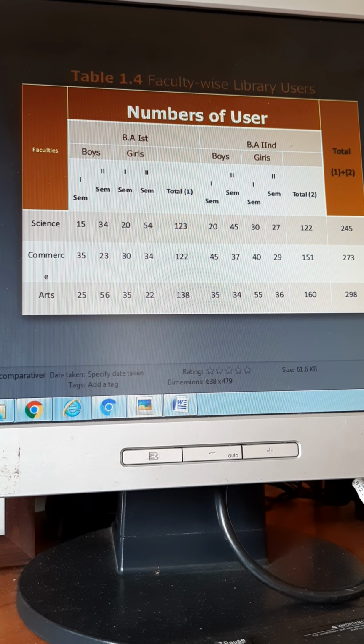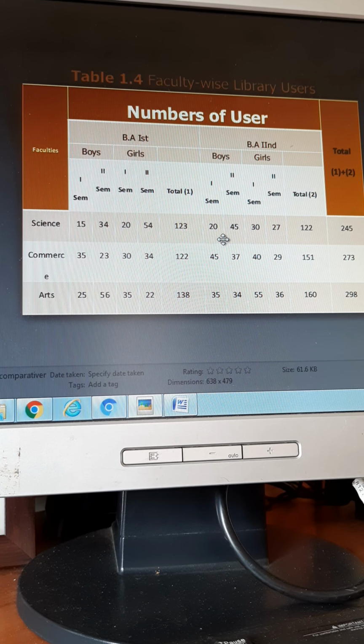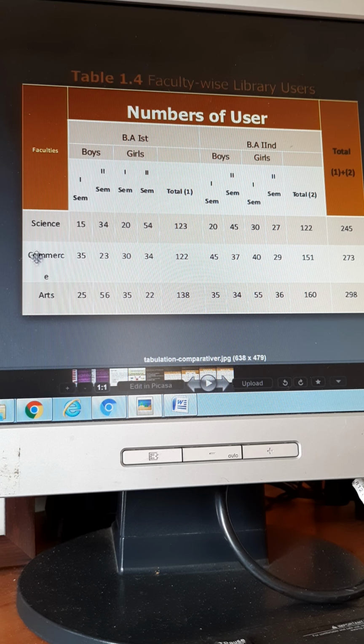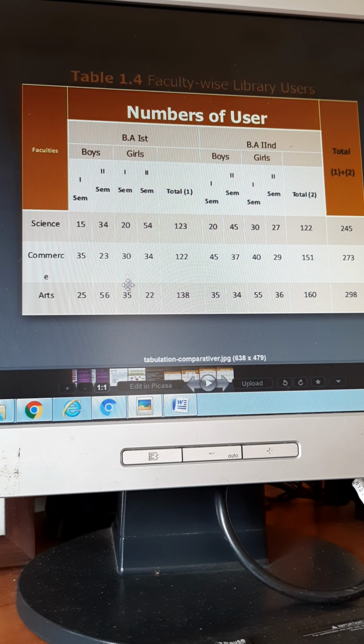The moment you see this, you will see it is easier. If you convert it into bar diagrams, it's much easier, right? You will have a comparator for each. For science you give green color, for commerce you give yellow color, and for arts you give blue. So color wise, you will know. It is easy to understand instead of going through them.